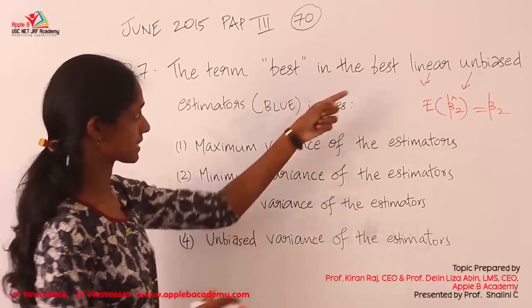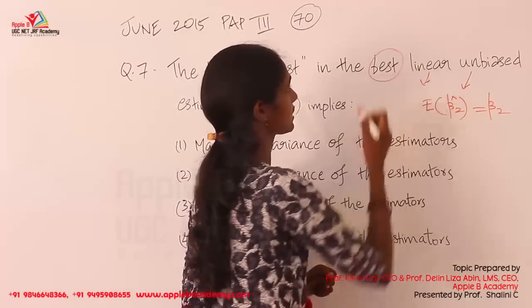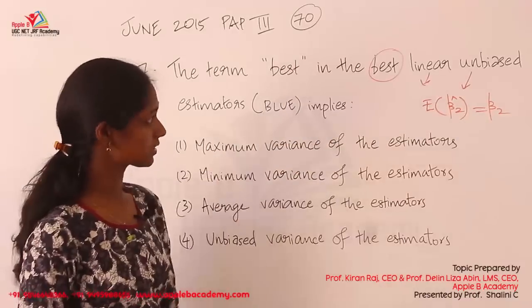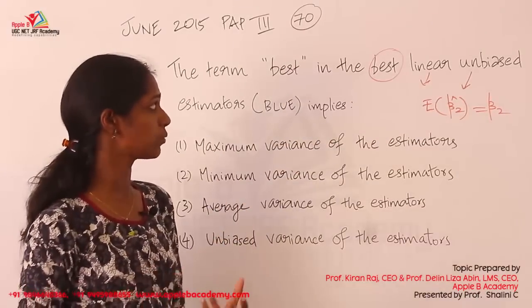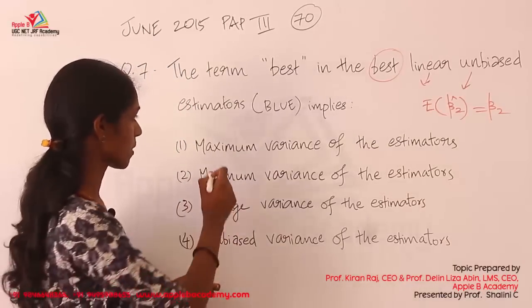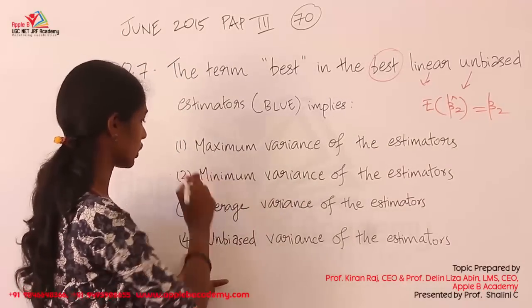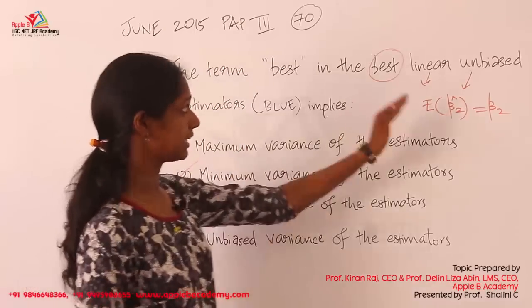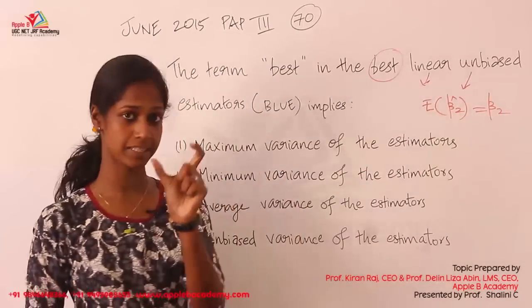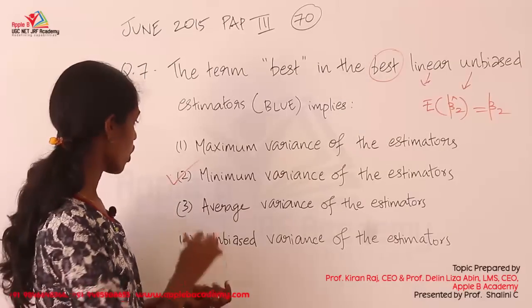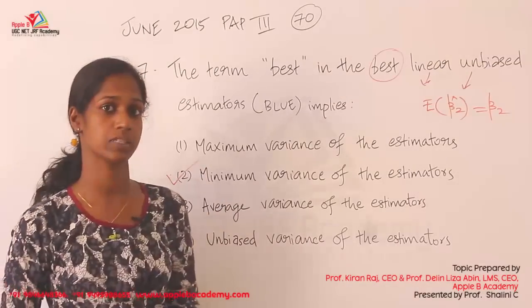Now what is best? Best means that the estimator will be efficient. Otherwise it is described as the estimator will have minimum variance. So what goes with these options is not maximum variance, not average variance, not unbiased variance, but minimum variance. So in best linear unbiased estimator, the word best is for minimum variance or the efficiency of the estimator. So option 2 would be the right answer for this question.